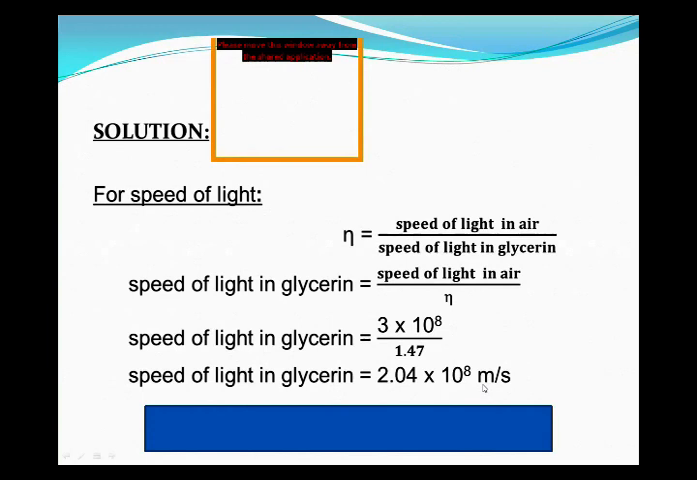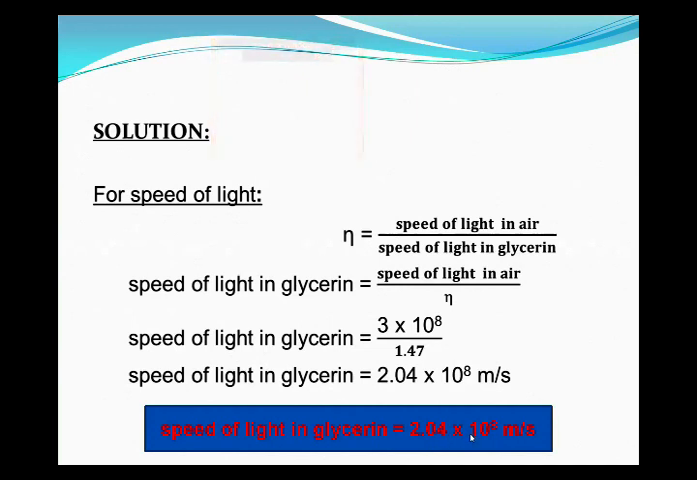Meter per second is the unit of speed in the System International. So what will be their result? Their result will be, we can say, speed of light in glycerine is equal to 2.04 multiplied by 10 raised to the power 8 meter per second. I hope, students, you will understand.